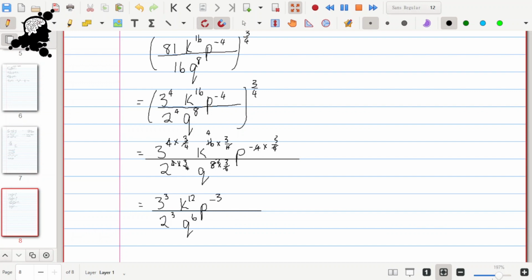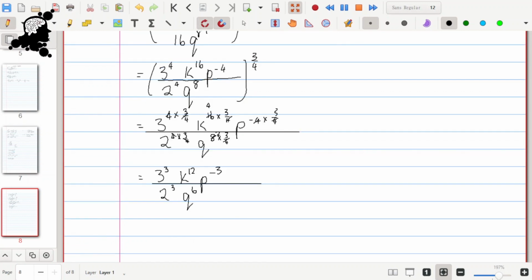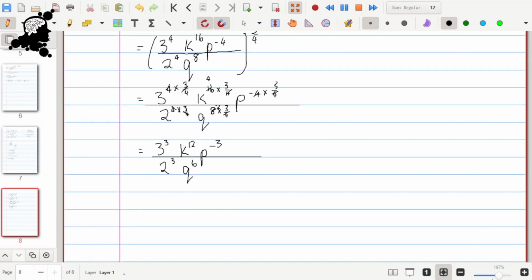Now we have a negative exponent in this expression. We saw earlier that we always need to write our answers with positive exponents. So to make p to the power negative 3 a positive exponent, I'm going to take it down to the denominator. So this is going to be 3 to the power 3, k to the power 12, all divided by 2 to the power 3, p to the power 3, q to the power 6. There we have it. We are done.